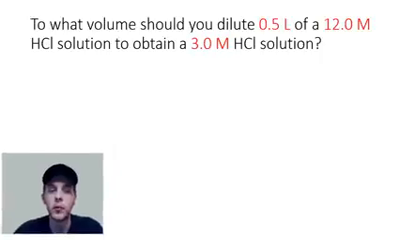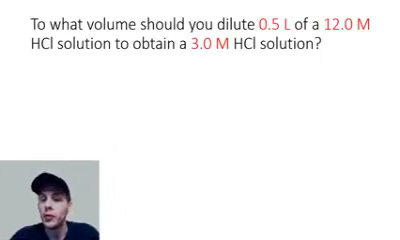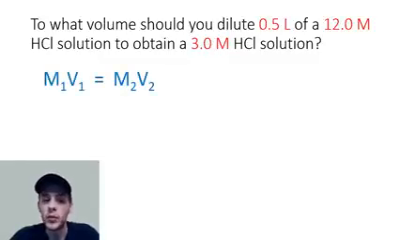So this problem says, to what volume should you dilute 0.5 liters of a 12.0 molar HCl solution to obtain a 3.0 molar HCl solution? Again, in this case we're going to use M1V1 equals M2V2. At this point, we have to identify what we have and what we're trying to find. It looks to me like the 0.5 liters and the 12.0 molar are the volume and the molarity of the concentrated solution, and the 3.0 molar is the concentration, or the molarity, of the dilute solution.